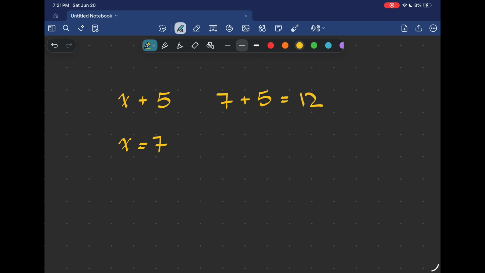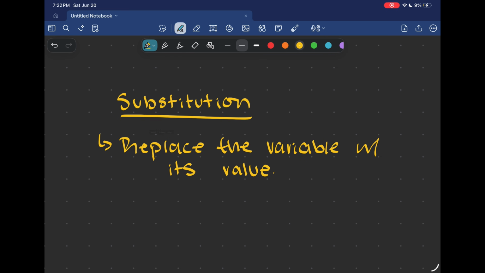The process is called substitution, and it's one of the most important skills in algebra. The word substitute means to replace one thing with another. In algebra, substitution means replacing a variable with the number it represents. Think of a variable as an empty seat. Once you know who the seat belongs to, you can simply put them there.